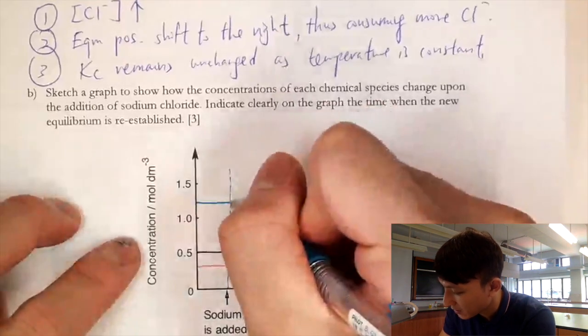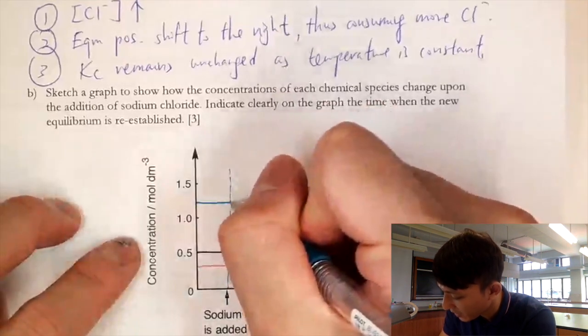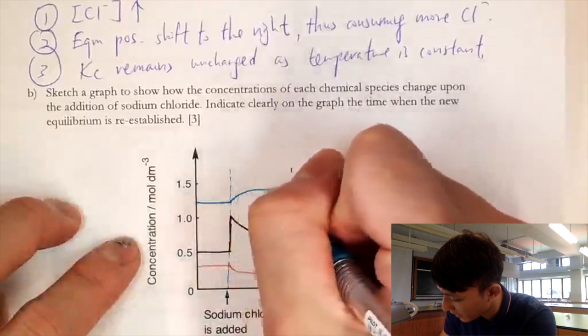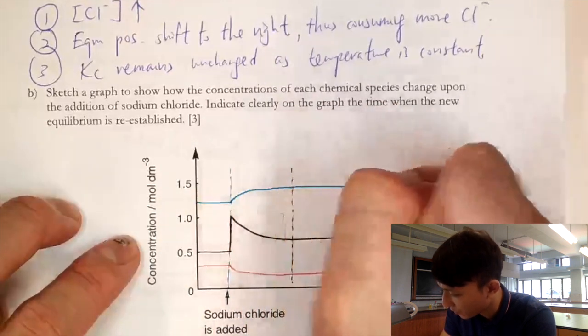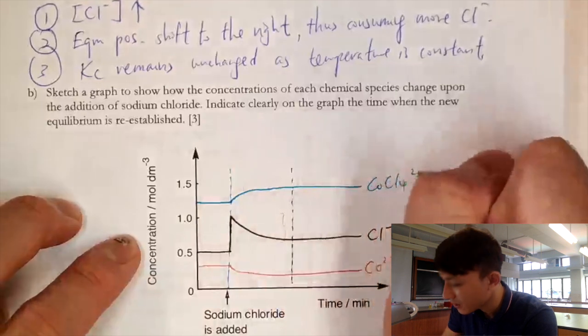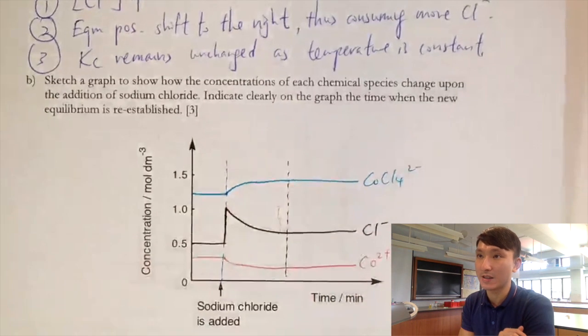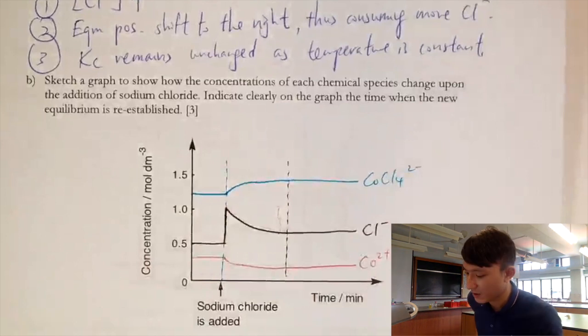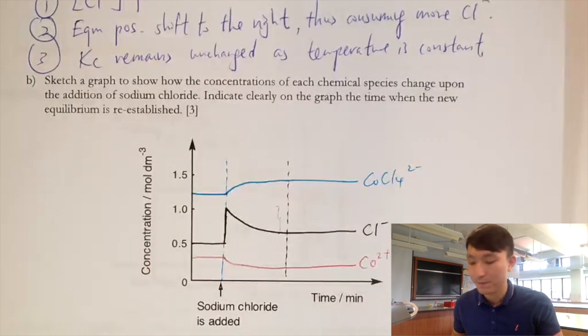Now this one is the product, which will increase. It will increase a little bit and then reach equilibrium afterwards. So this is what we expect to see as the graph, to show the change upon adding sodium chloride.